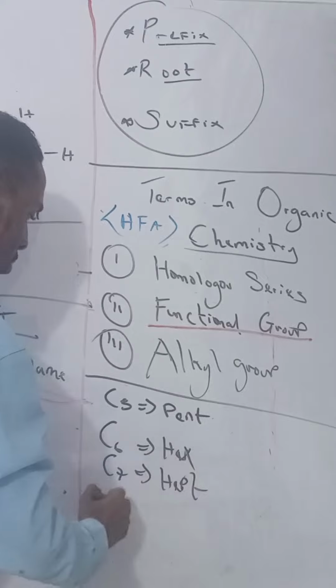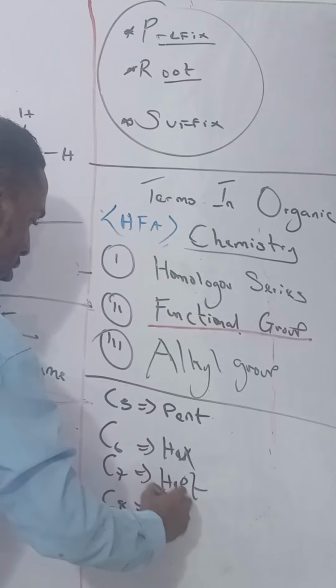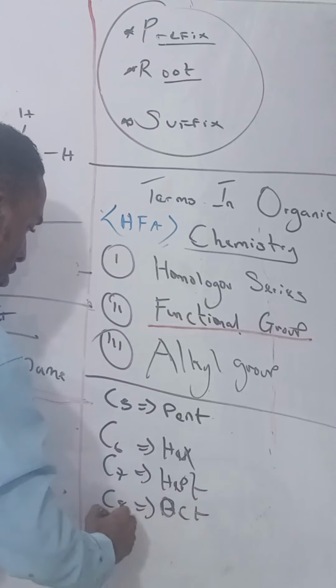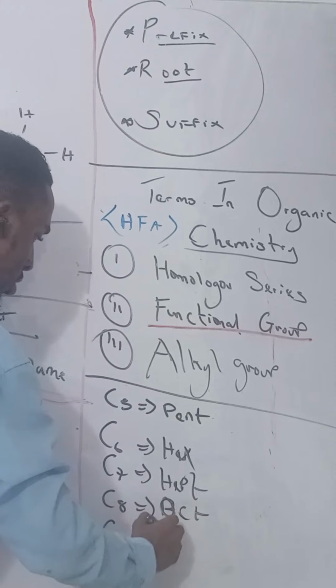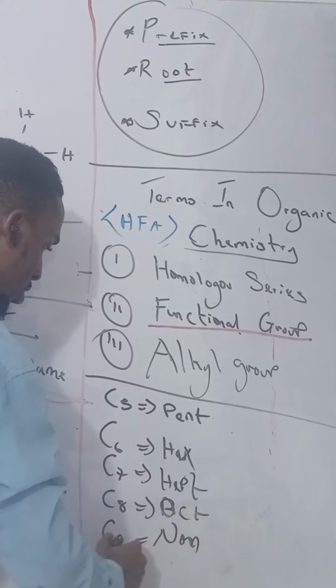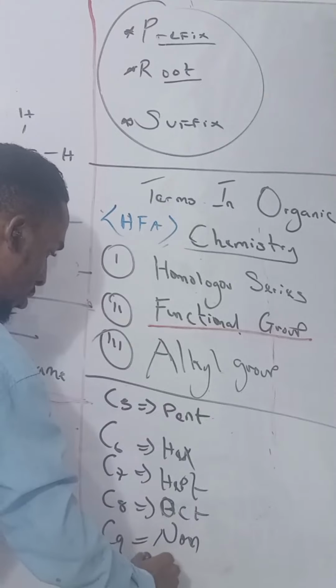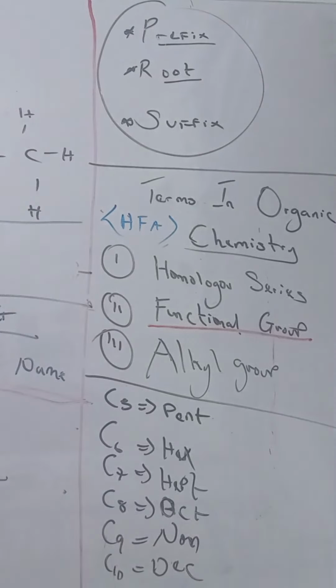Please jot this down. C8, oct. C9, non. C10, dec. That is how to write it. It's as simple as that.